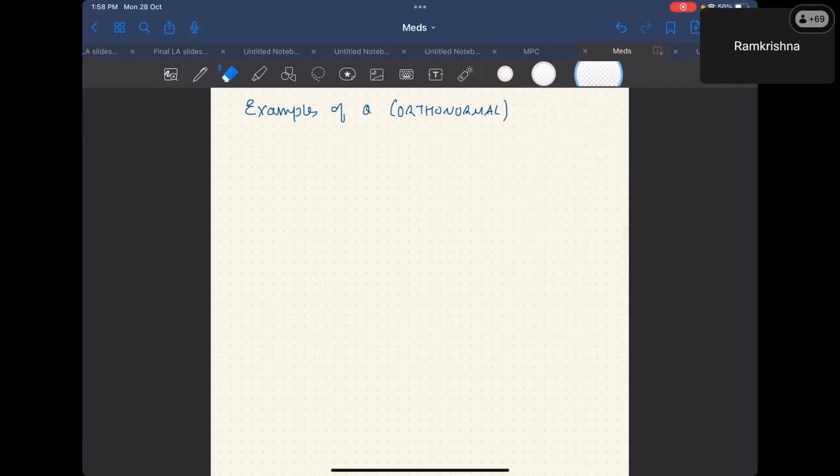We will conclude today's lecture by asking ourselves: what if A is not in this orthonormal form? Can I do something to get it in that form? And once I have it in that form, then I'll have a simplified solution. That will be the objective of today's lecture. Now let's do some examples of these orthonormal matrices.